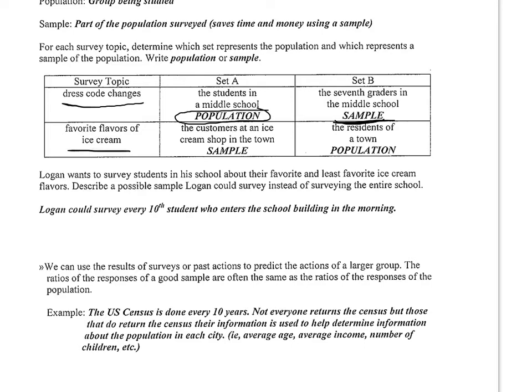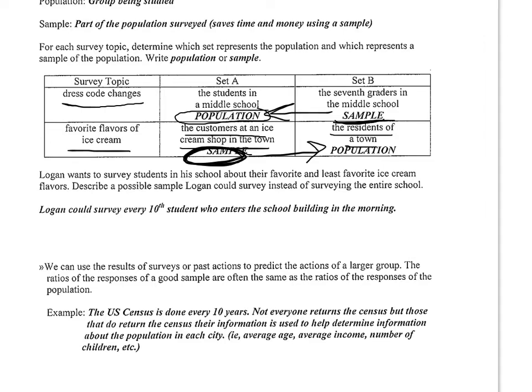Favorite flavors of ice cream. The population would be the residents of the town, the whole town. A sample might be only the customers at an ice cream shop in the town. So a sample here is part of that population. Just like up here, this sample was part of that population.